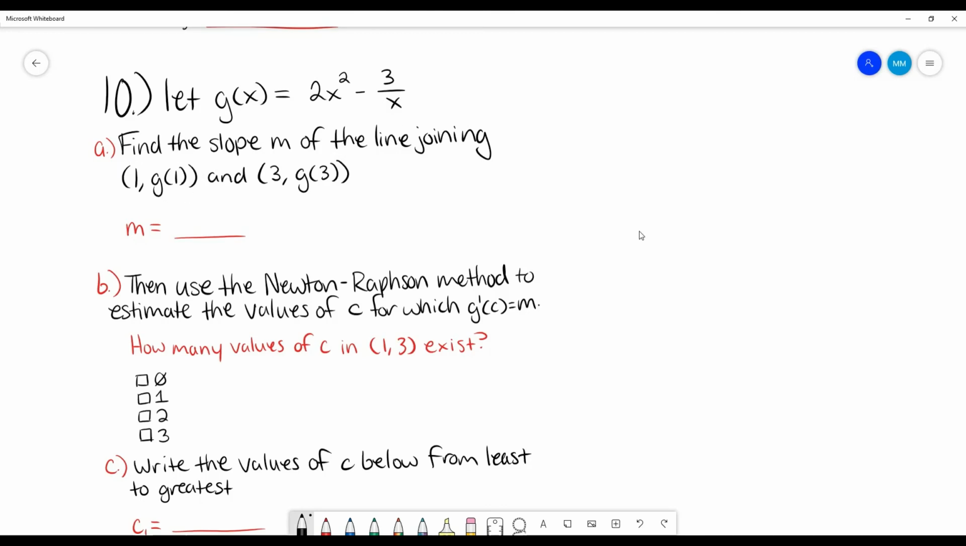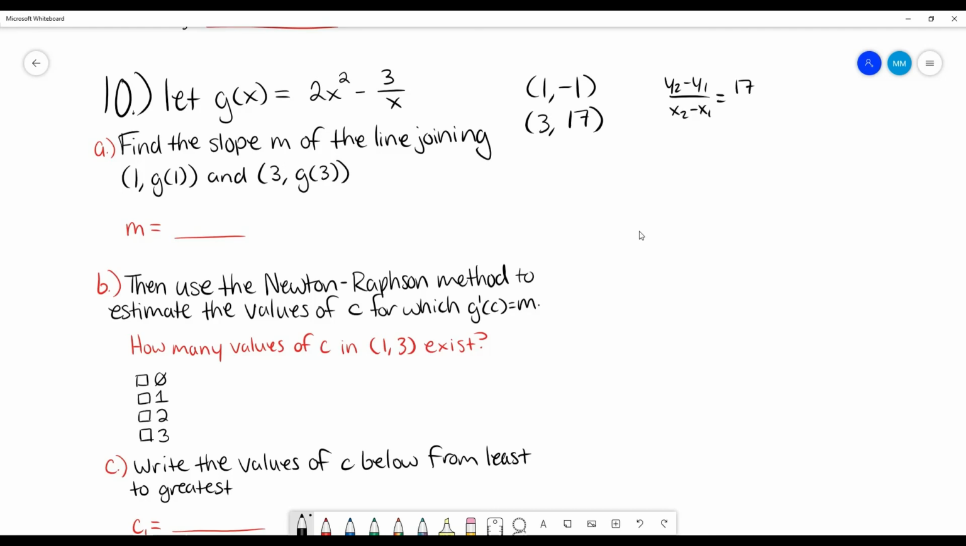So let's see, this first point is going to be 1, comma, whatever g of 1 is. So if I plug in a 1, that's going to be a 2 times a 1, then minus 3 over 1, just minus 3. So it's going to be 1, comma, -1. And then I plug in my other one. Let's figure out what our other point is. So g of 3, 3 squared is 9, so it's going to be 18 minus 3 over 3 is 1, 17. Okay, so now we find our slope, rise over run.